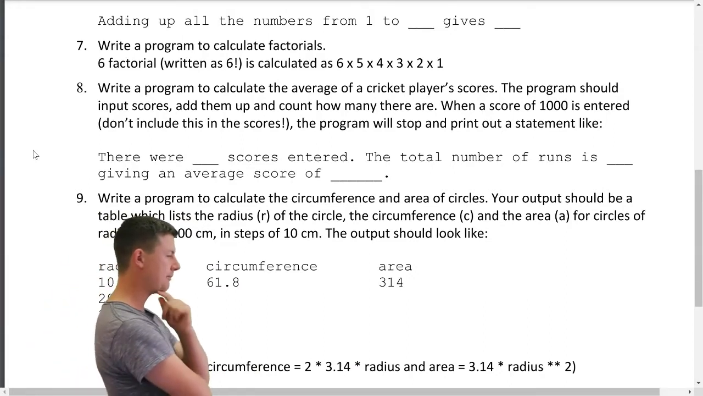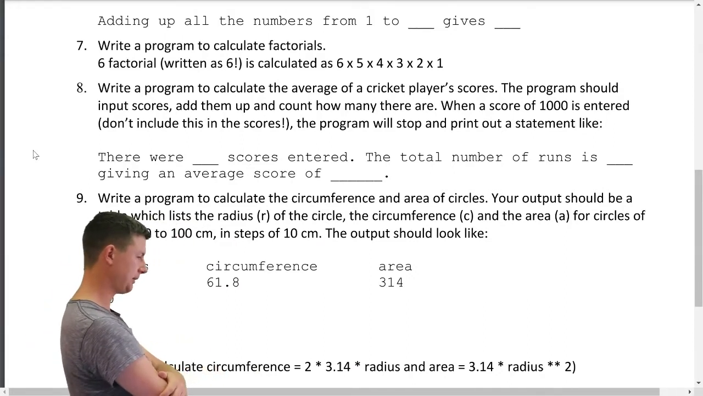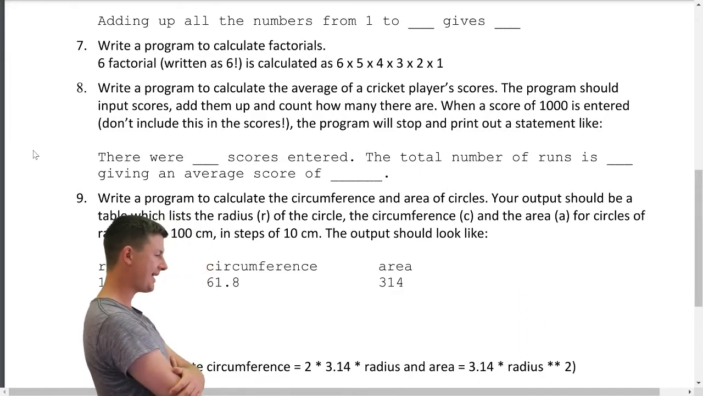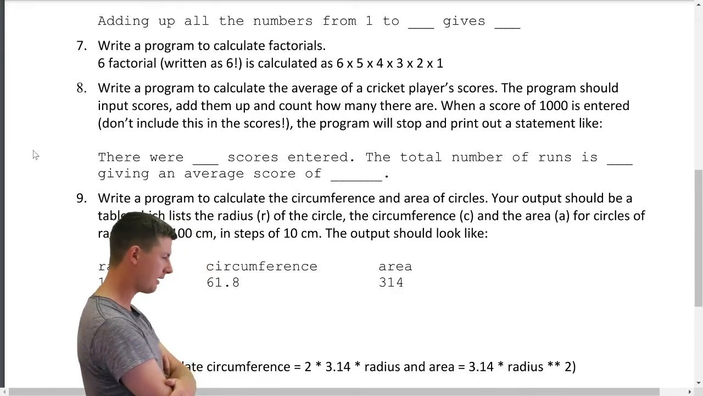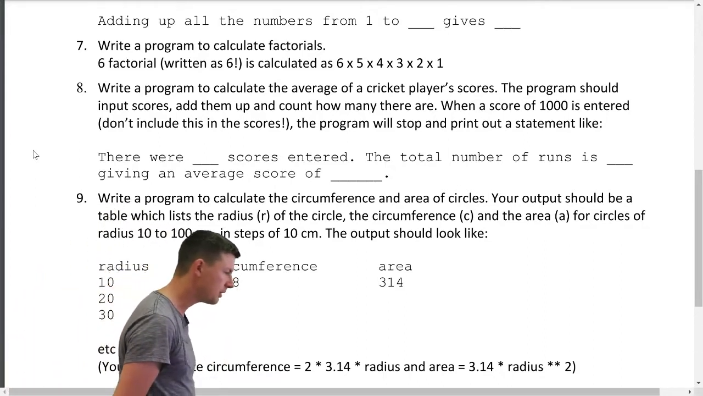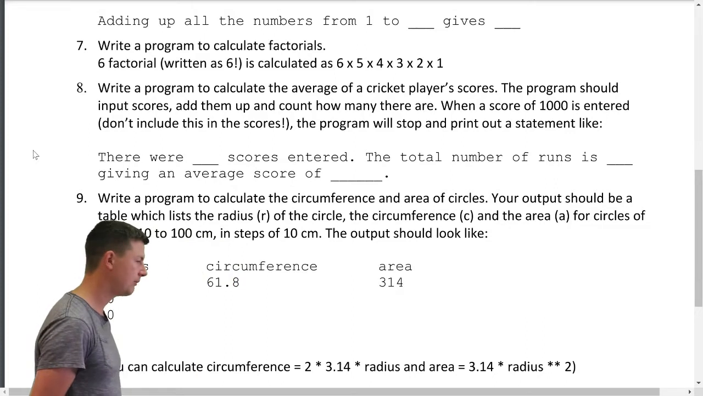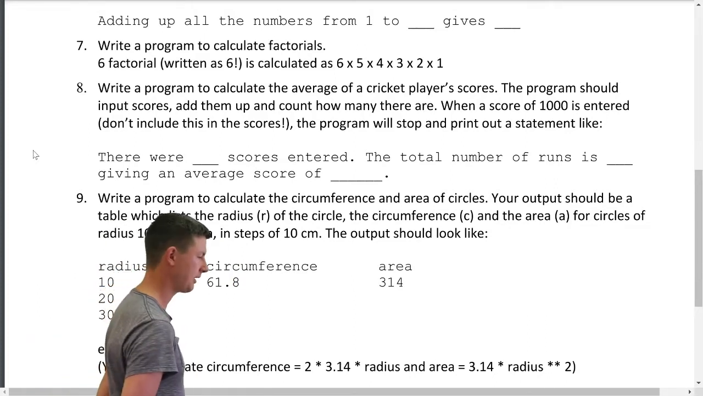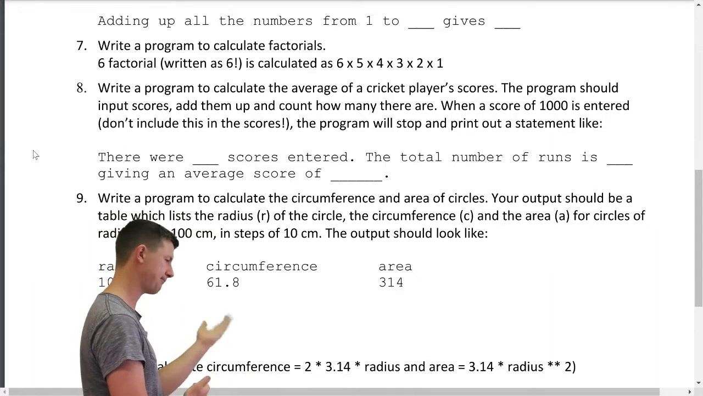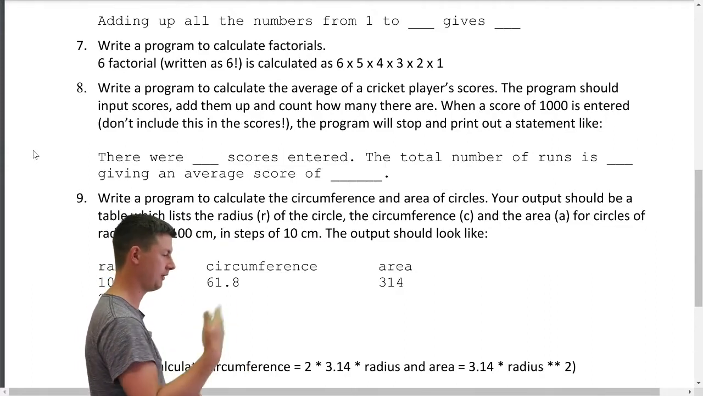Write a program to calculate the average of a cricket player's scores. The program should input scores, add them up, and count how many there are. When a score of 1,000 is entered, don't include this in the scores. The program will stop and print out a statement like there were so many scores entered, the total number of runs is giving the average score of something else.